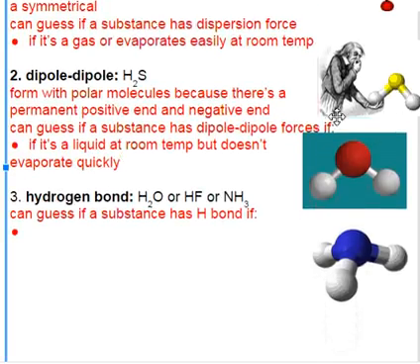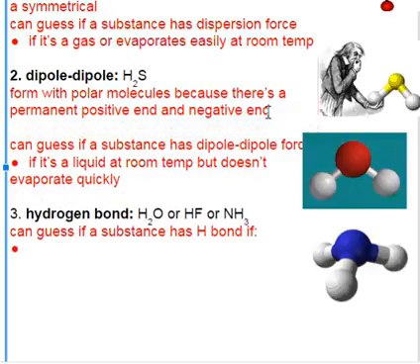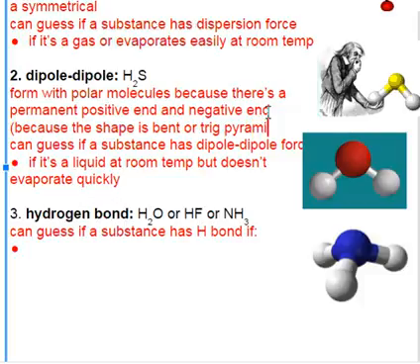So the example here, this is H2S, hydrogen sulfide. It's a polar molecule because it's got a bent shape. So I could add that up here. Because the shape is bent, or trigonal pyramidal, those are going to be your polar molecules.